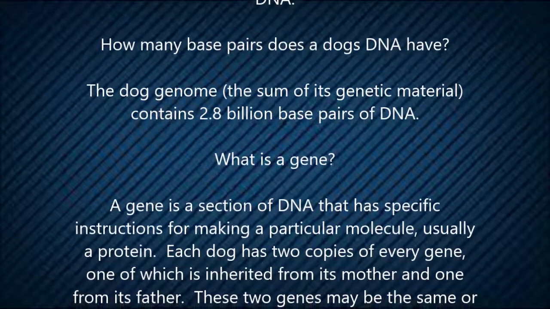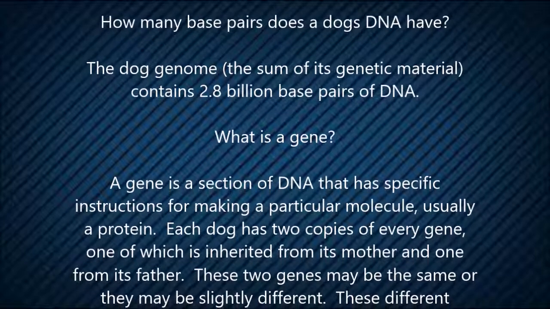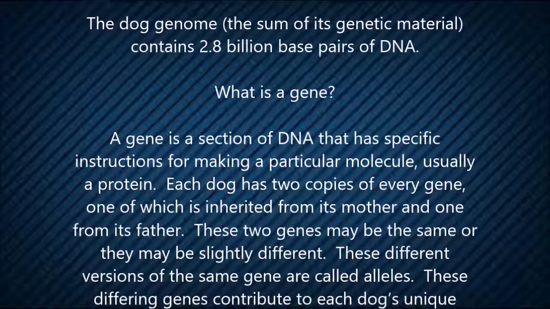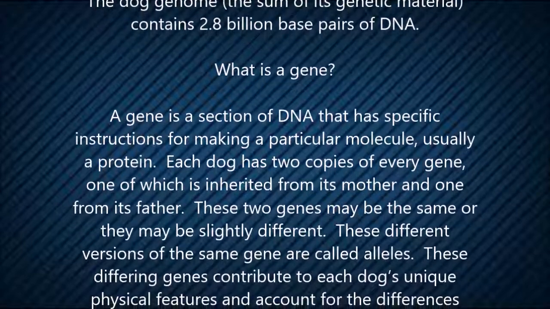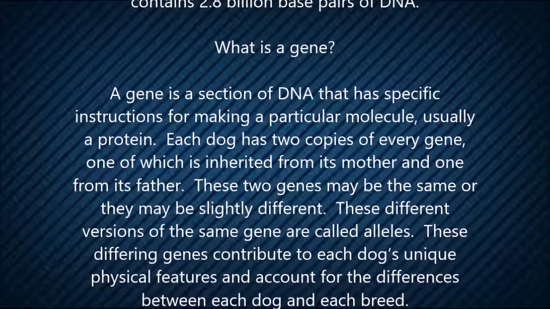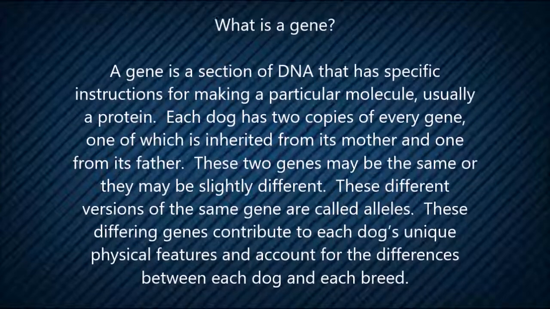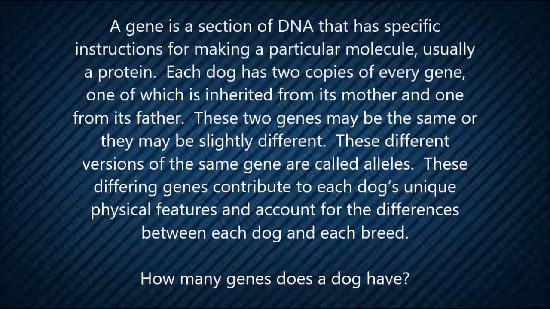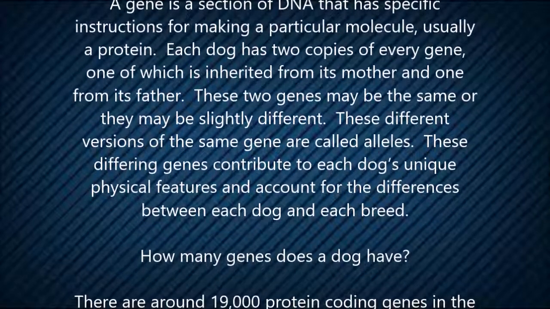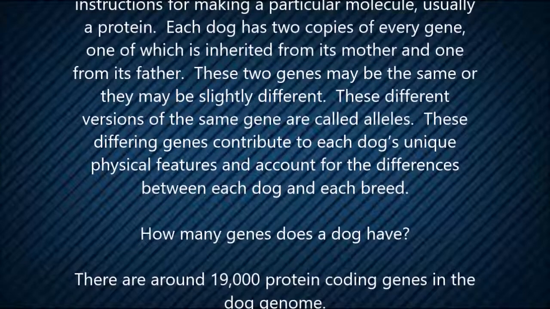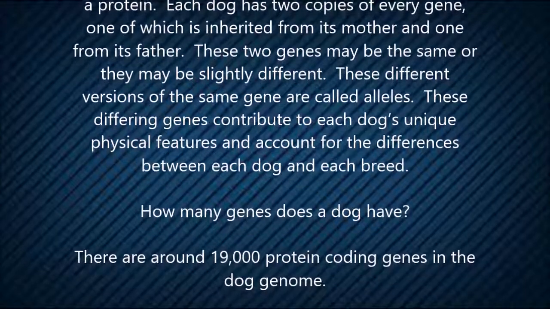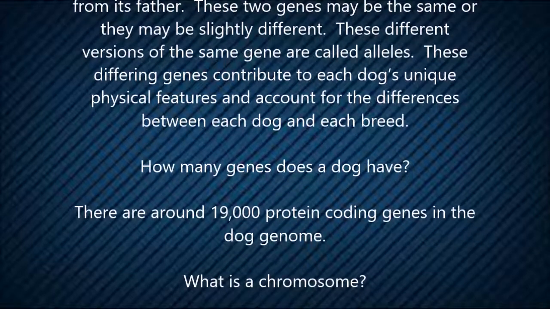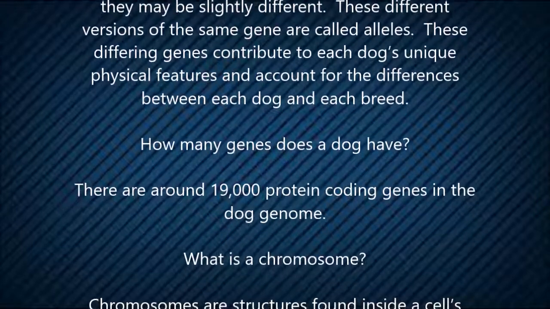How many base pairs does a dog's DNA have? The dog genome, the sum of its genetic material, contains 2.8 billion base pairs of DNA. What is a gene? A gene is a section of DNA that has specific instructions for making a particular molecule, usually a protein. Each dog has 2 copies of every gene, one of which is inherited from its mother and one from its father. These 2 genes may be the same or they may be slightly different. These different versions of the same gene are called alleles.